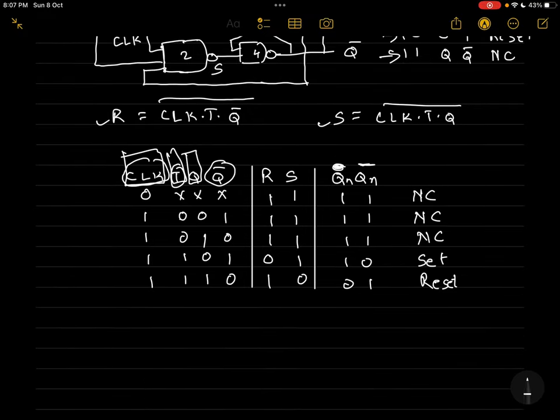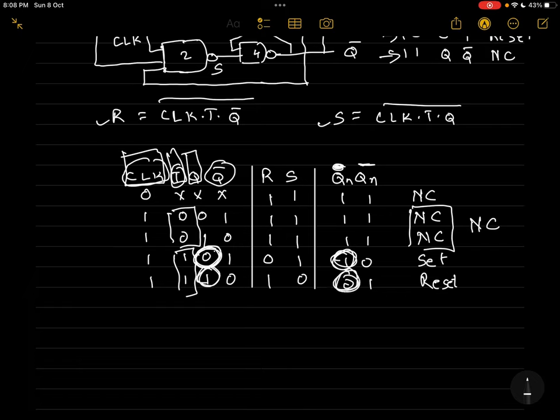Let's try to understand. When input T is equal to 0, our output is going to be no change. And when T is equal to 1, our output becomes set and reset. To find whether the output is going to be set or reset, we see the values of Q and Qn, meaning the previous value of Q and the next value of Q. If Q is 0, Qn becomes 1, and if Q is 1, Qn becomes 0. They are opposite of one another, that's why this condition is called the toggle condition.